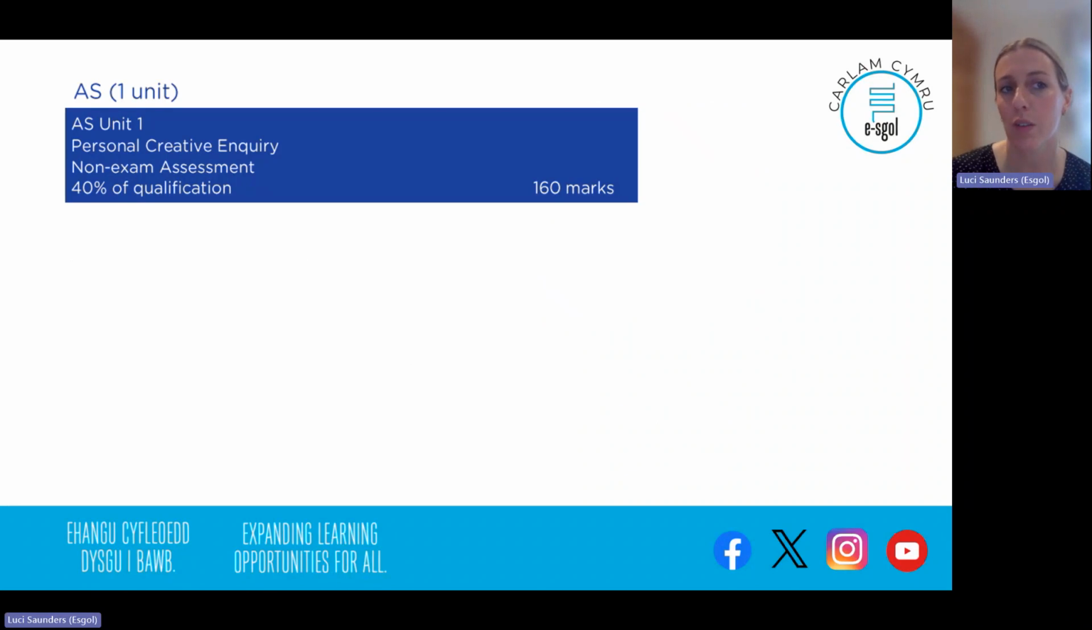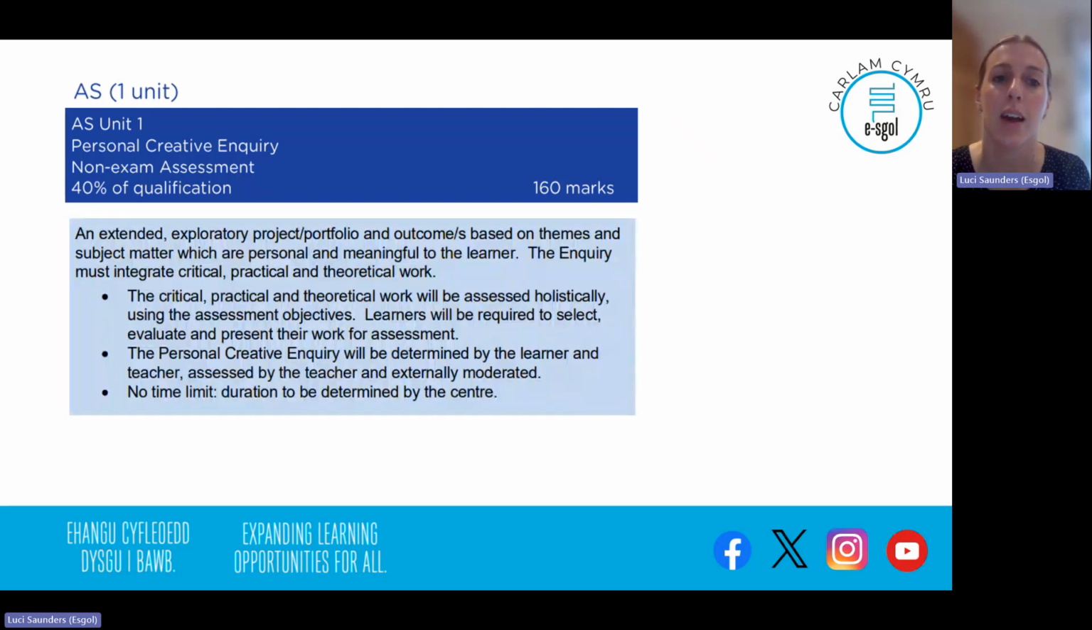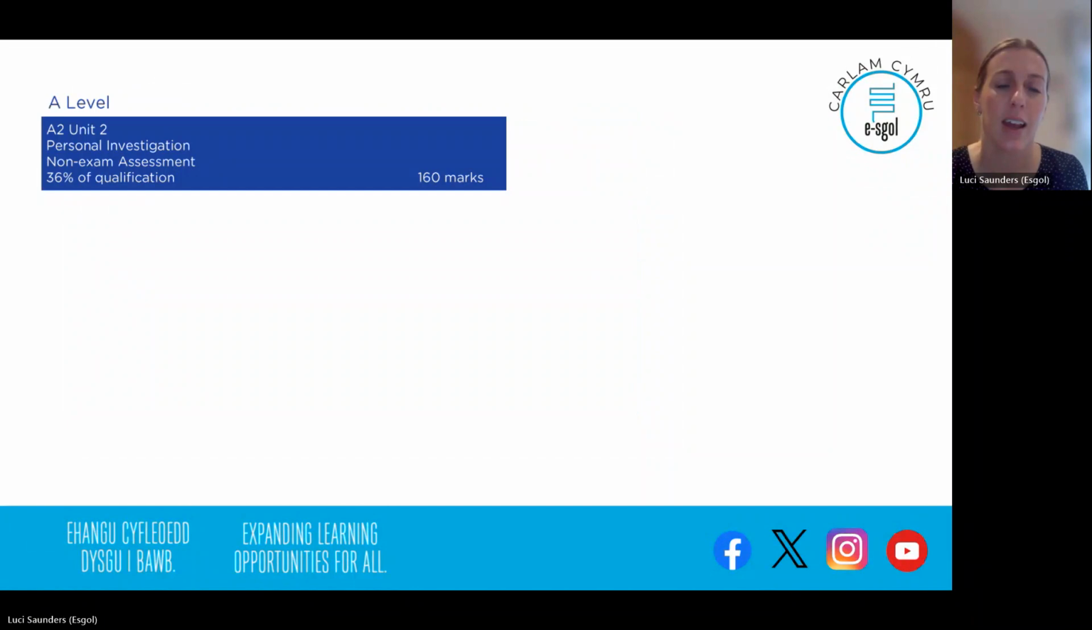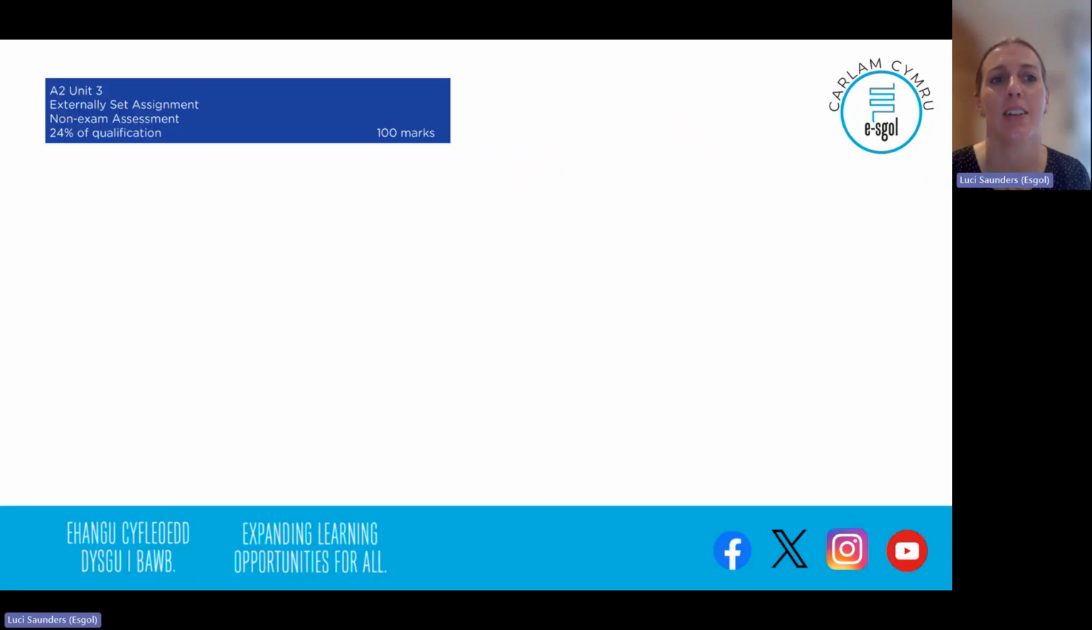So to give you a quick recap over the whole of the A-level, which you're probably quite familiar with now, but it's always good to remind ourselves. You would have completed AS Unit 1, the PCE, Personal Creative Inquiry, which is an exploratory project or portfolio with outcomes based on subjects and themes which are personal and meaningful. And now you will be working on either Unit 2 or Unit 3. So you have Unit 2, which is the personal investigation, and Unit 3, which is the externally set assignment.